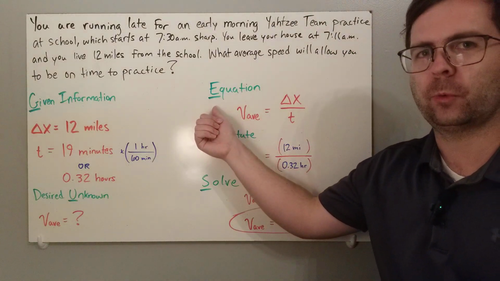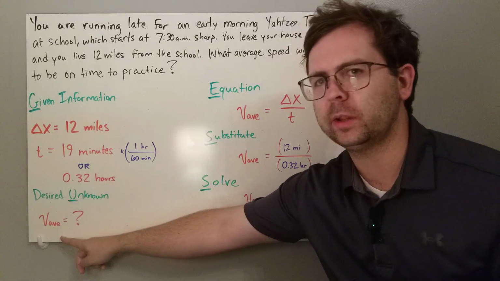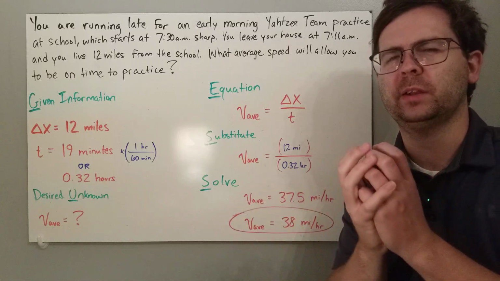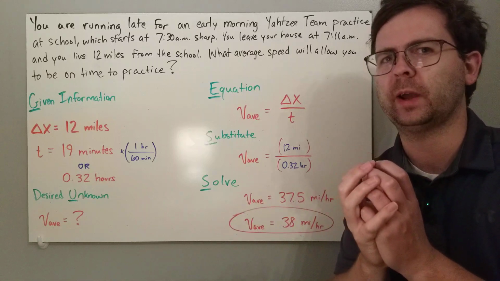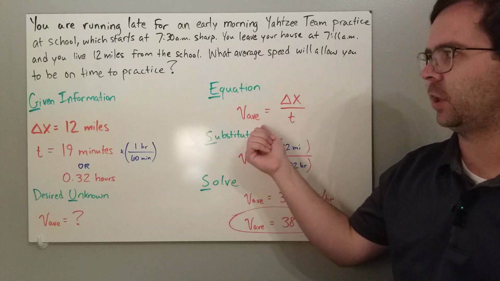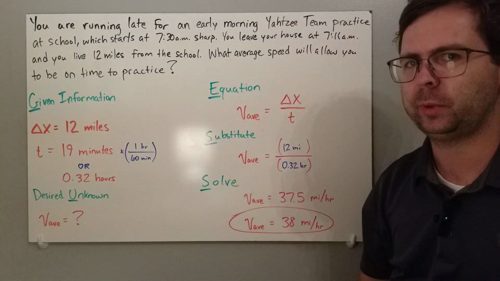The E step is for equation. So this is where we start to work backwards. We know this is what we want. Now we need to work backwards and figure out what do we need to know in order to get the average speed. Usually we find average speed by doing the distance divided by the time. So I'm going to write that equation here. The distance over time gives me the average speed.